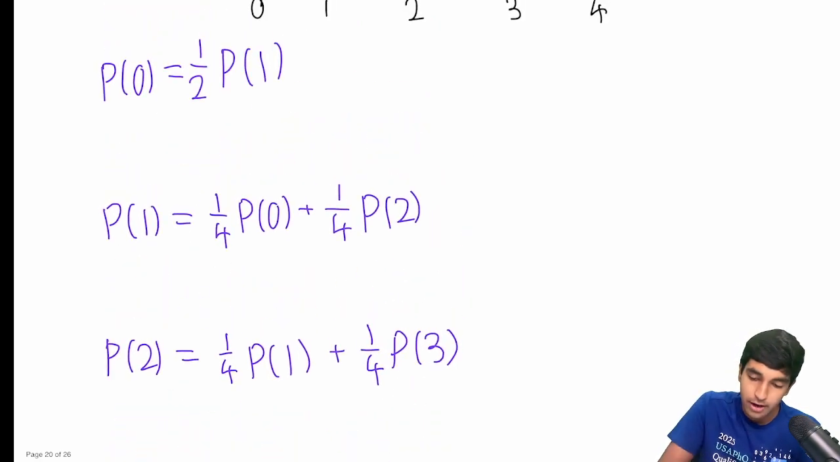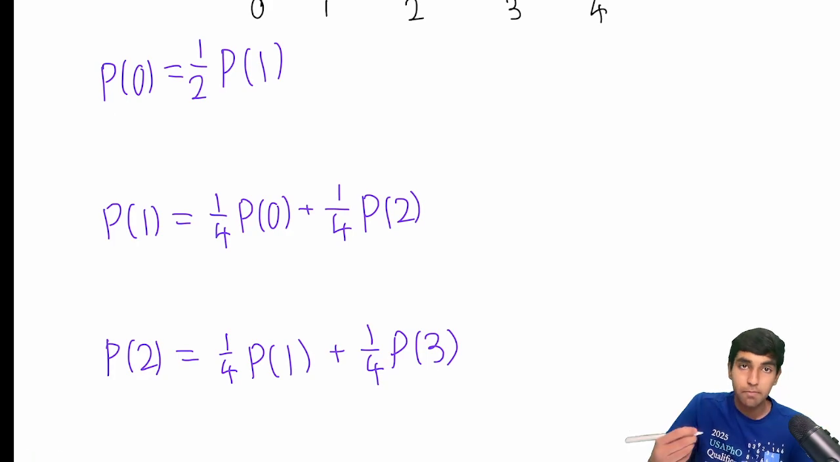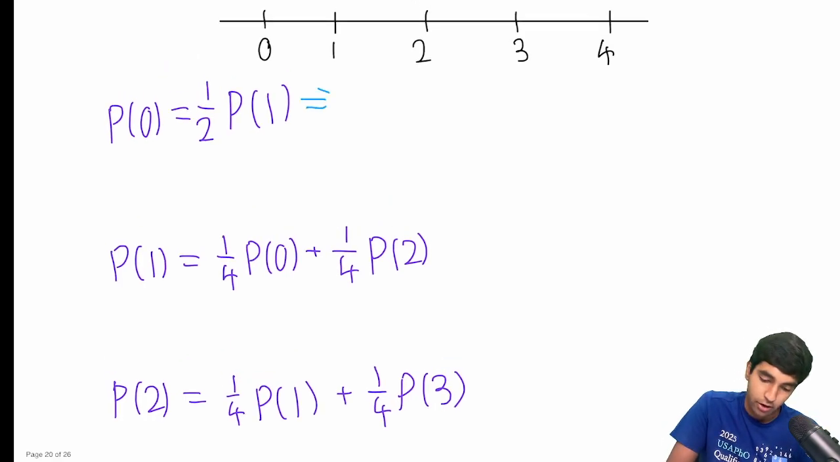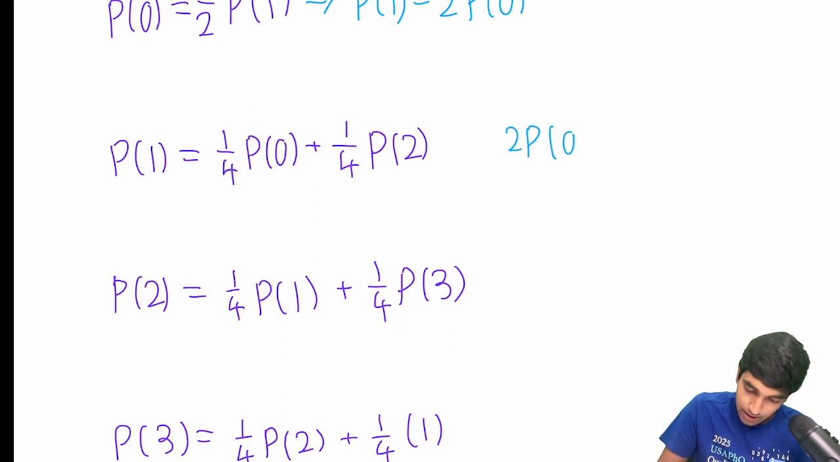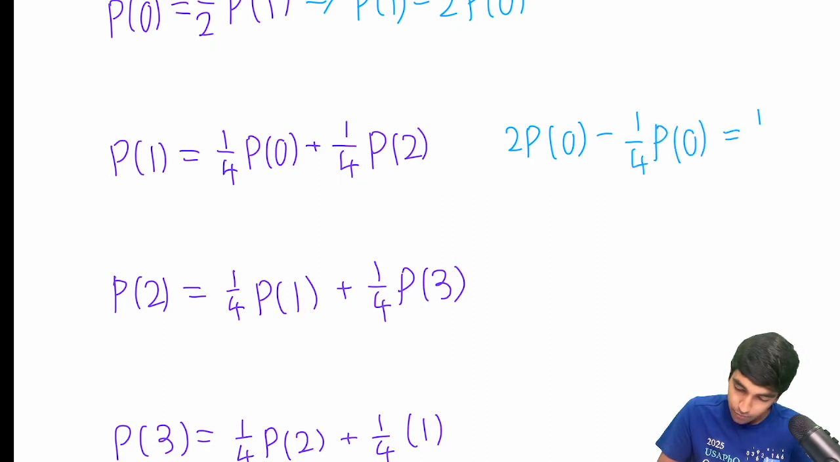Okay, so starting off here, let's solve for everything in terms of P of 0. That's the most efficient way to go about this. P of 1 is 2P of 0. Okay, great. From here, this one's a little bit harder. We already know P of 1 is 2P of 0, right? So 2P of 0 minus 1/4 P of 0 is 1/4 P of 2.